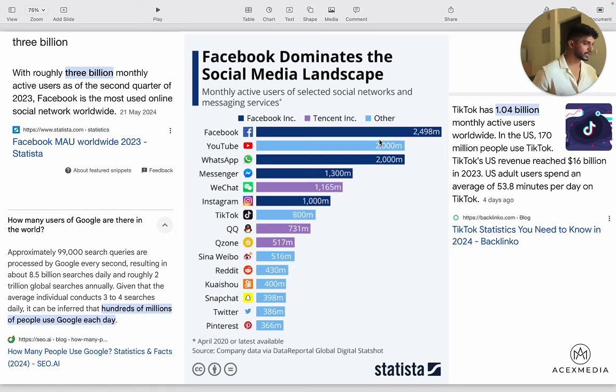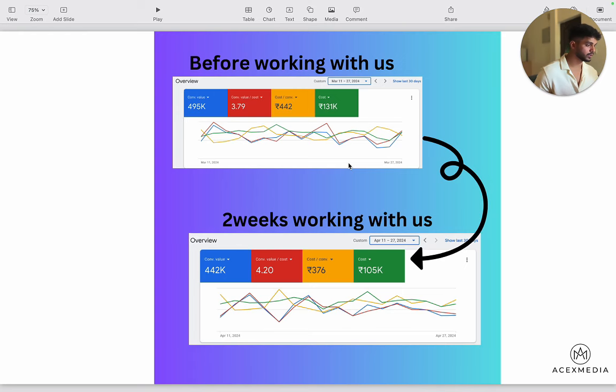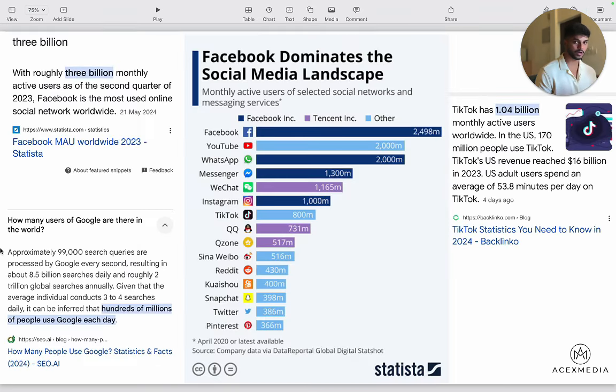And if you look at the most dominant social media platforms, it's always been Facebook, YouTube, which is owned by Google, WhatsApp, which is owned by Meta, Messenger again owned by Meta, Instagram owned by Meta, TikTok, and search engines like Google. All the other platforms don't have that much search volume and they don't have that many users. So that is why we focus mainly on TikTok and Google and Facebook ads. And just by being on these platforms and advertising correctly, you can add a lot more to your brand.